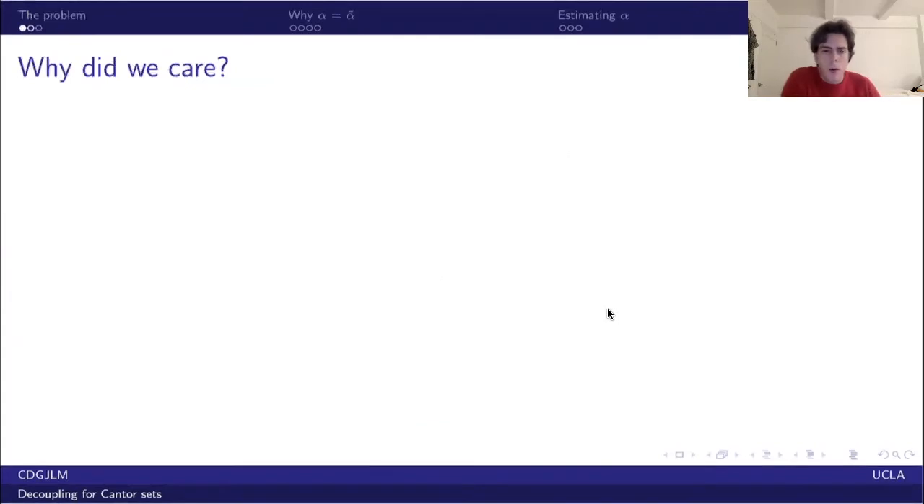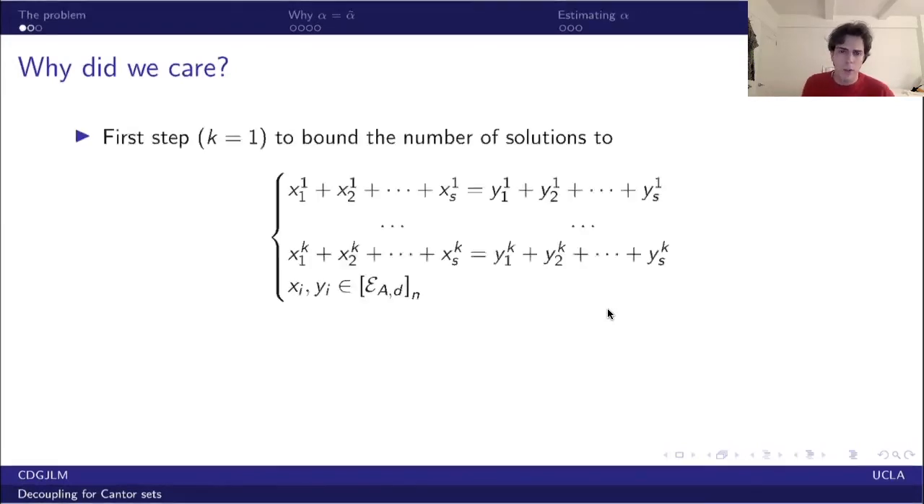Okay, now, why did we care about this problem? What made it interesting for us? So the motivation was a paper by Kirsty Biggs in which she considers a slightly more complicated problem, which is counting the solutions to this. So not only the sum of x1 plus x2 plus up to x_s is equal to the sum of the y's, but also the same with higher powers, which is a bit closer. So it's a mixture of the problem that I just presented and the Vinogradov, Bourgain-Demeter-Guth style problem.